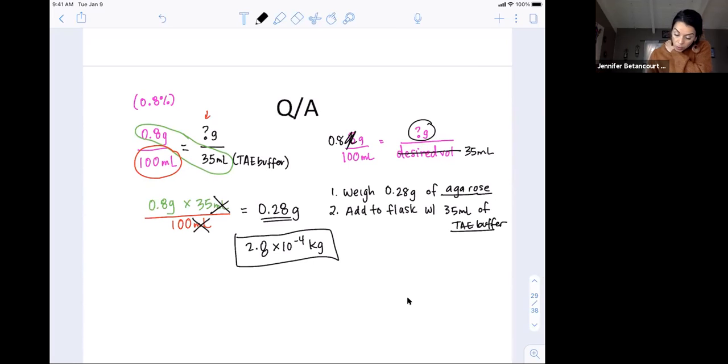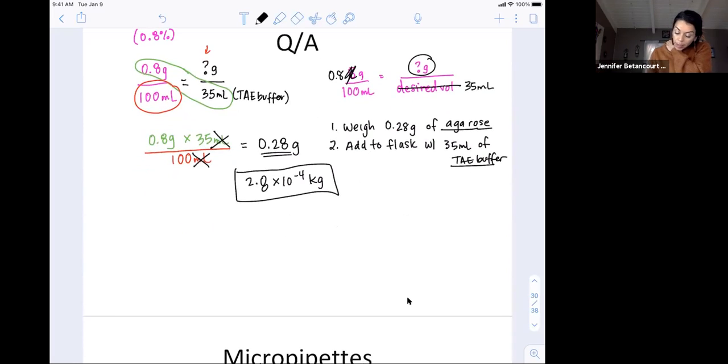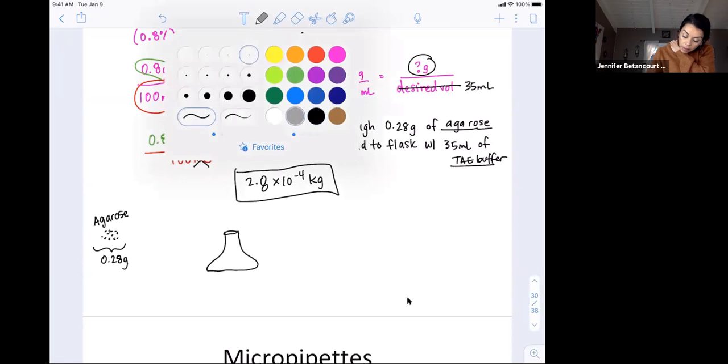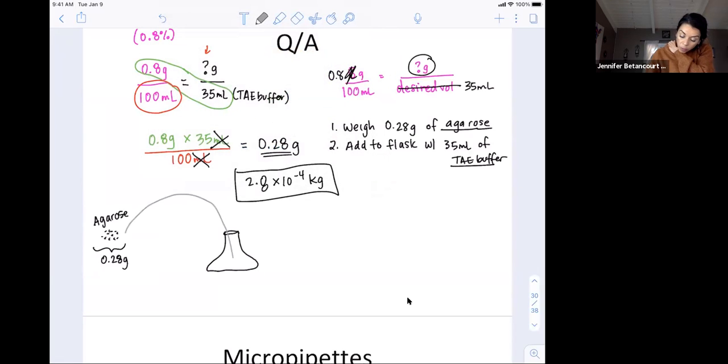Okay. So if you had to draw it out, what it would look like is, here's your Erlenmeyer flask that's empty. You are going to weigh out, here's your agarose powder that weighs 0.28 grams. That's your solid. You put that into a flask. Then you use a graduated cylinder.